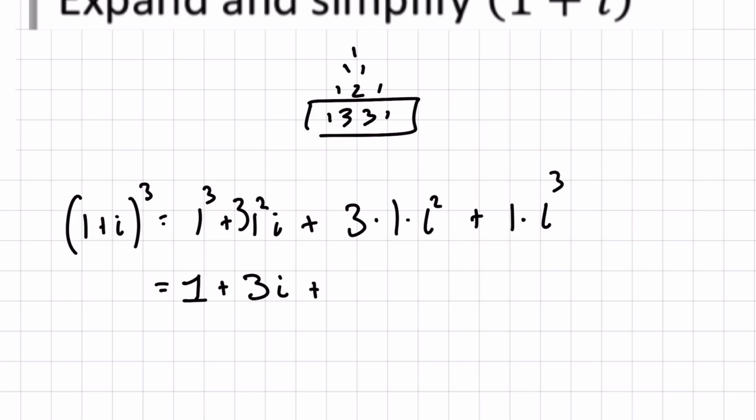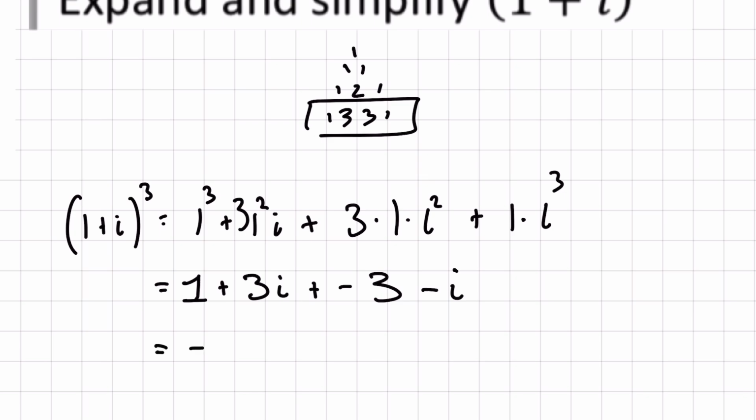3 times 1 times i squared would be minus 3. I'll fix that later when I collect like terms. And lastly, i cubed would be 1 times i cubed, which is i squared times i, which is minus 1 times i, so minus i. And then we simplify that up.